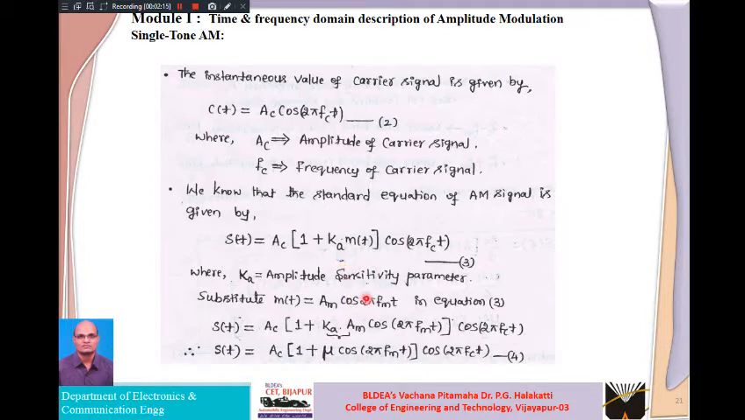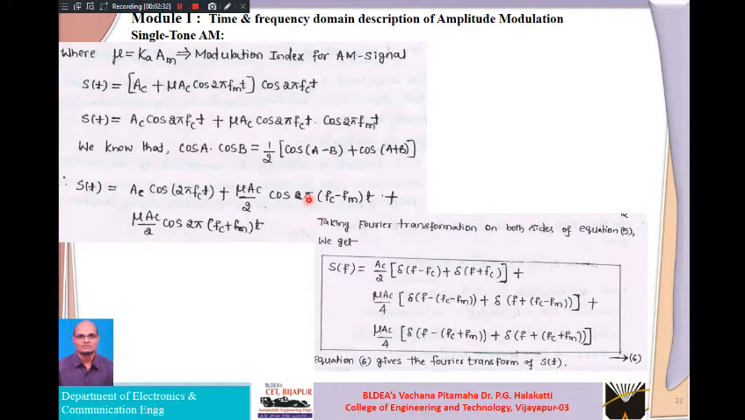So k·m(t) is replaced by Ka Am cos 2πfmt, and cos 2πfct remains as it is. Here, Ka·Am is replaced by one symbol known as the modulation index, m or mu. Notations vary from one textbook to another. The modulation index is equal to the amplitude sensitivity Ka multiplied by the actual amplitude of the modulating signal. This much you should remember. This is also acting like a formula.